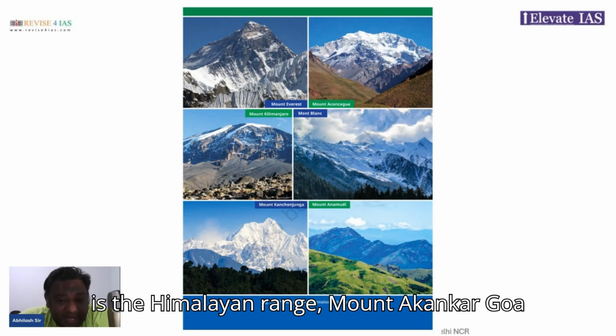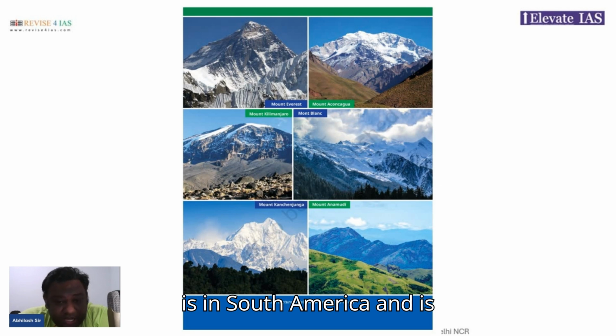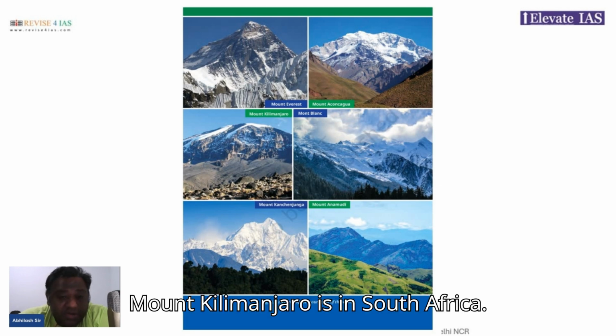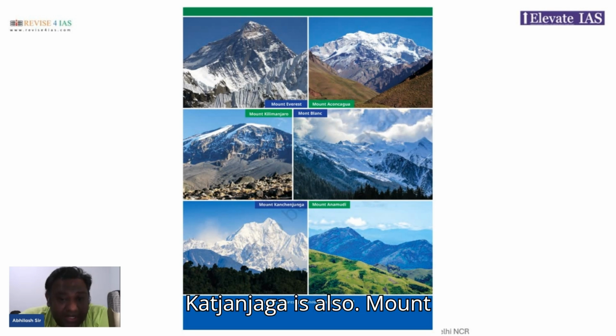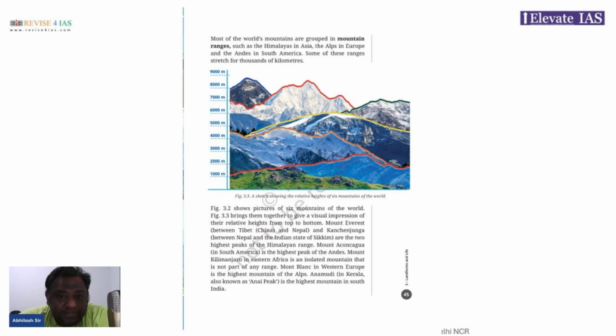Mount Everest is in the Himalayan range. Mount Aconcagua is in South America, in the Andes. Mount Kilimanjaro is in Africa. Mont Blanc is in the French Alps. Mount Kanchenjunga is also in the Himalayan range. Mount Anamudi is in the Nilgiri belt in southern India.